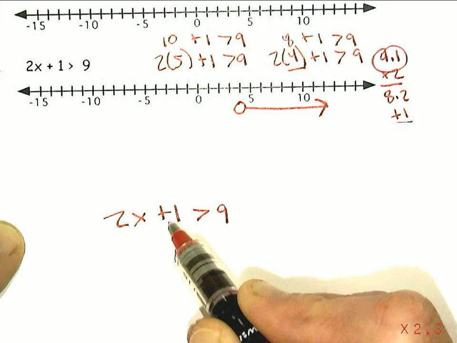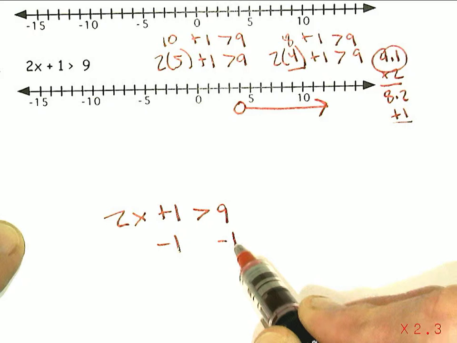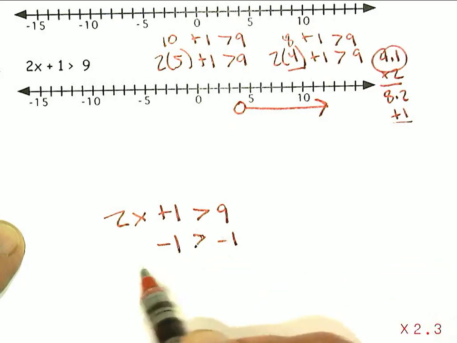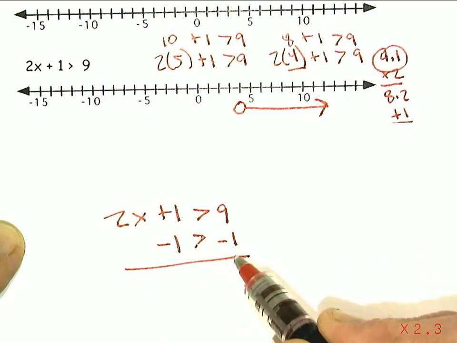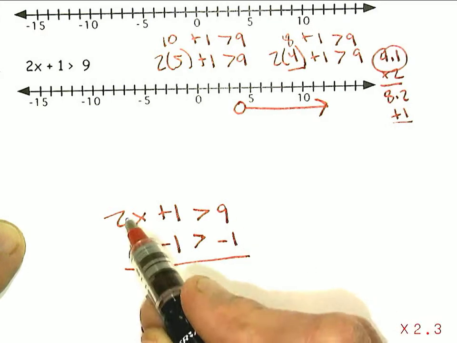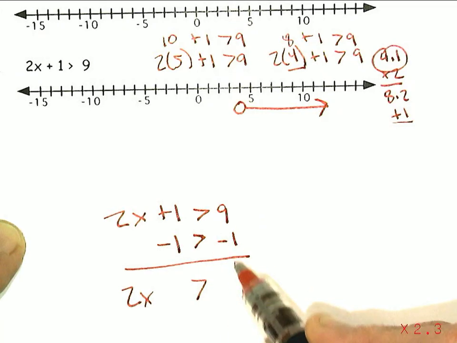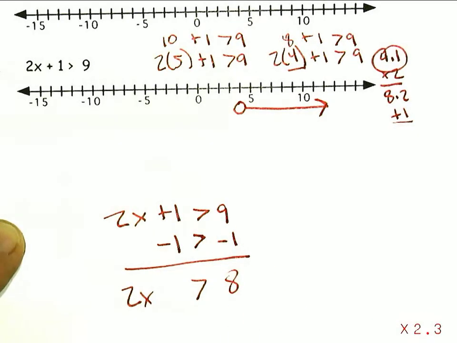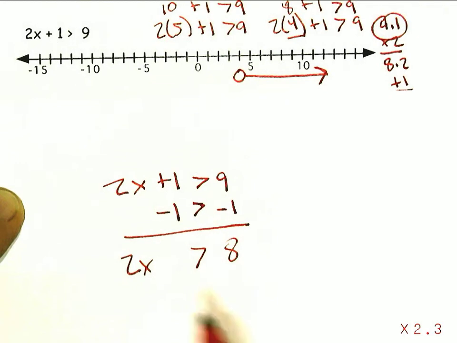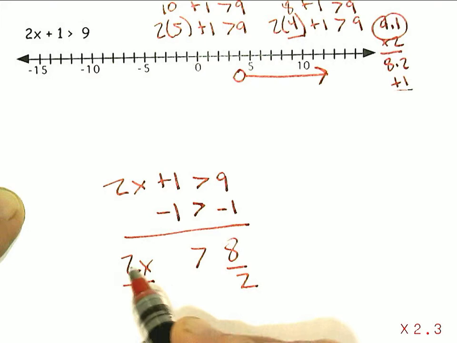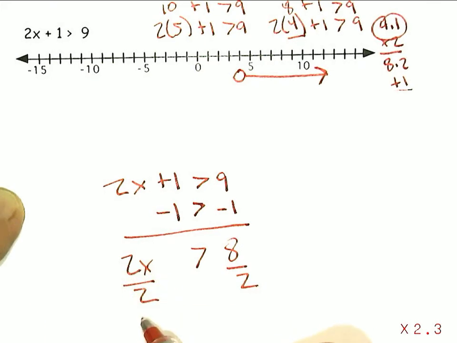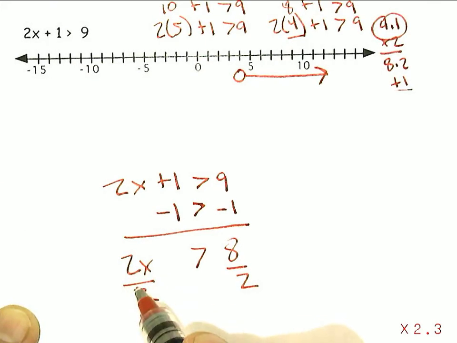Since this is a plus 1, I'm going to subtract 1 from both sides and keep that inequality sign right there where it's at, because I can do the same thing to both sides as long as I'm always doing the same thing. So now I have 2x, and the 1 goes away, is greater than 8, since 9 minus 1 is 8. And then again to both sides, I'm going to divide by 2. Since that's 2 times x, dividing by 2 means that becomes 1 times x, or x is greater than 8 divided by 2, which is 4.